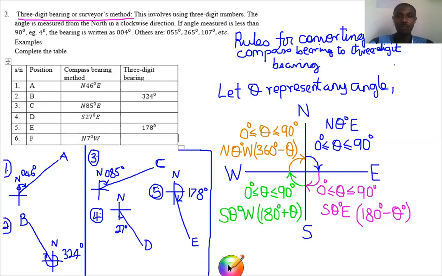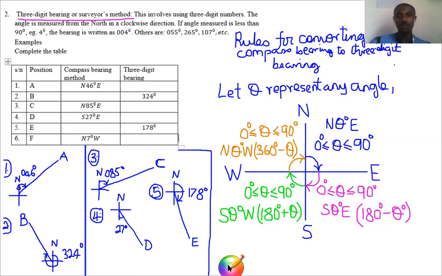So the simple concept behind three-digit bearing is that we want to neglect the cardinal points, the north, the south, the east, and the west. We really want to write our bearing in form of just digits, three digits, no N, E, W, S. Now the question is, how do I convert from compass bearing to three-digit bearing?